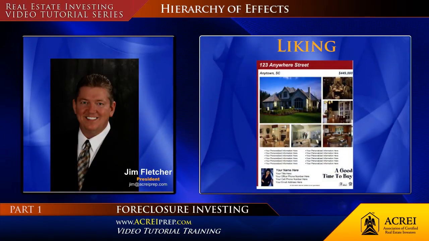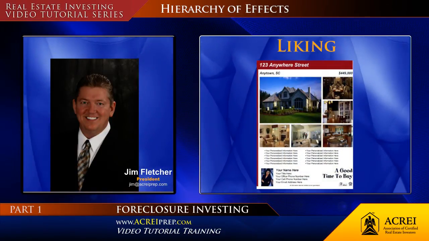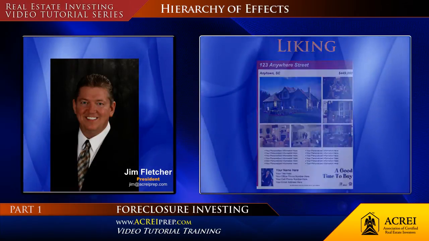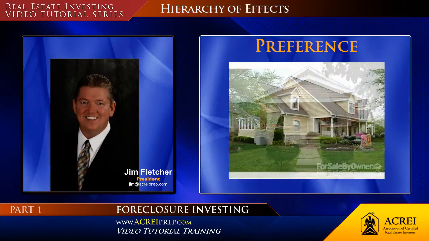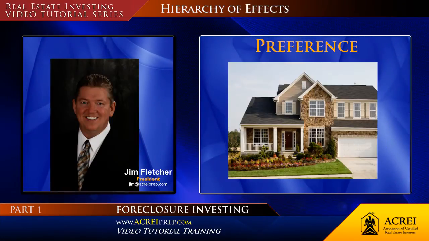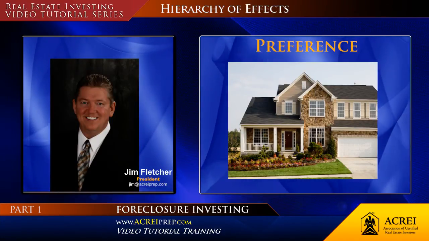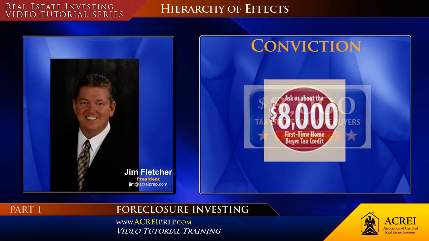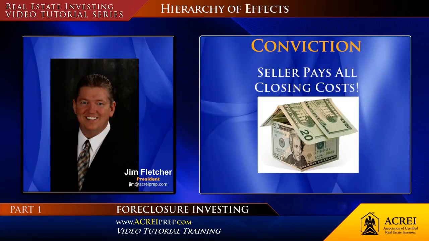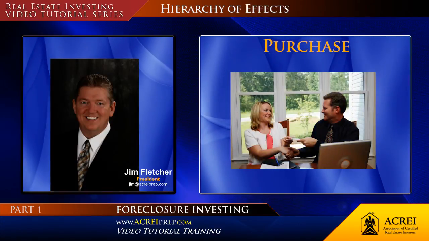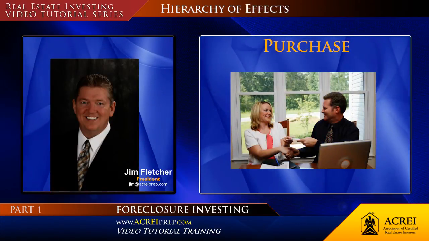Liking, the location, price, and attributes are all in line with the target buyer's desires. Preference, the buyer prefers the investor's property over all the other properties for sale. The buyer had their choice of a number of properties but prefers this property. Conviction, created when the investor offers a sales promotion with the seller paying all closing costs. And finally, purchase. The target buyer takes action and writes an offer.